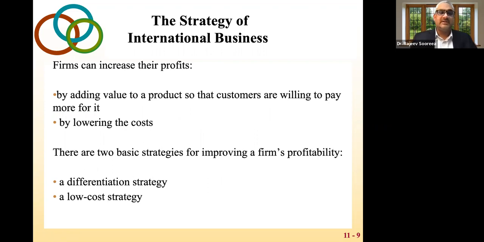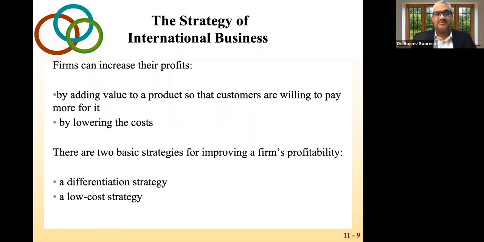Now, firms can increase the profits by how? By adding value to a product so that customers are willing to pay more for the product, right? So you buy a car, you want to have, let's say, a very nice dashboard in the car. You want to have leather seats, for example, right? Heated seats. So you're adding more value to the product, therefore you will be charged a higher price.